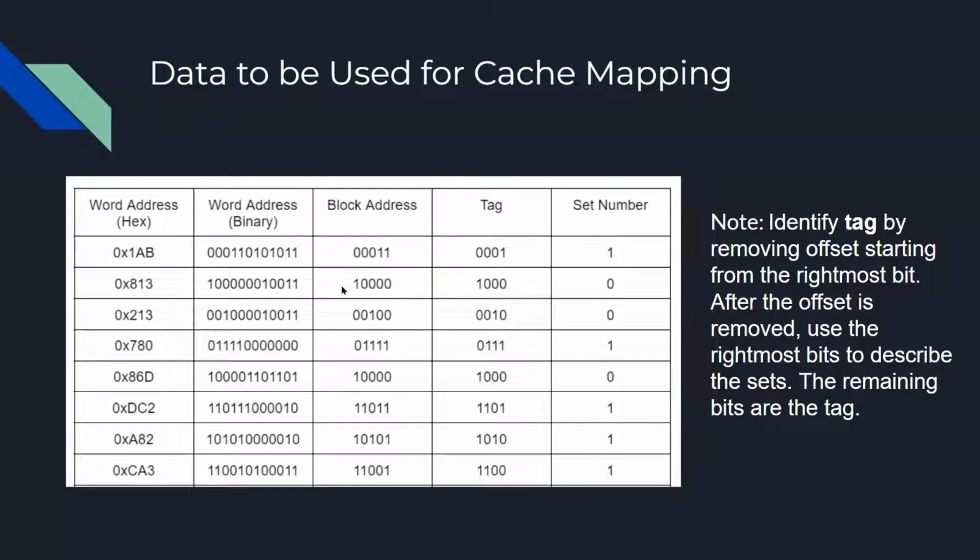Right? So from that block address, you're going to identify both the tag and the set number. For the set number, you take the rightmost bit. In this case, it's 1, and so the set number is 1. For the second one, you have 0, and so on. Whatever remains of that block address is going to be your tag.